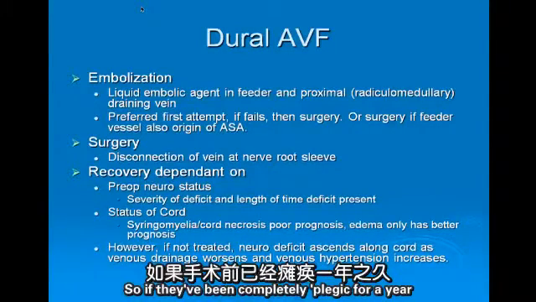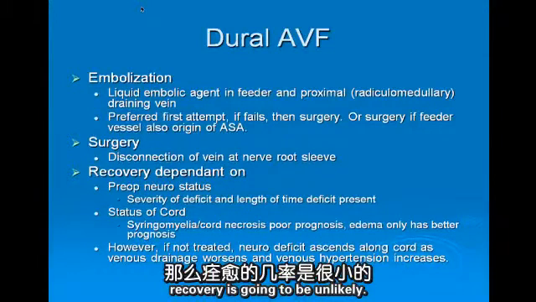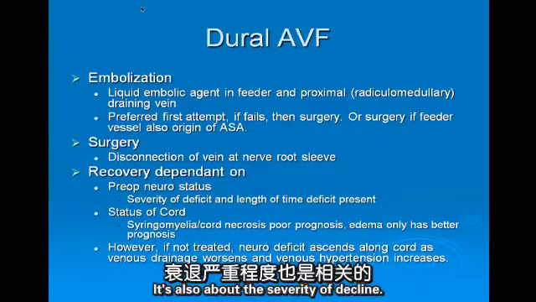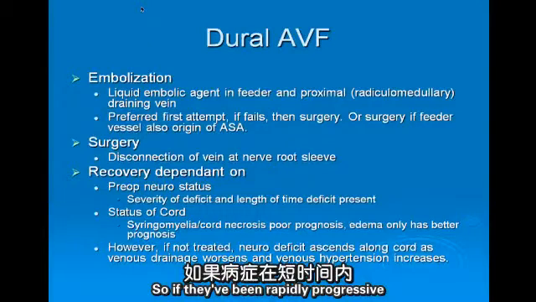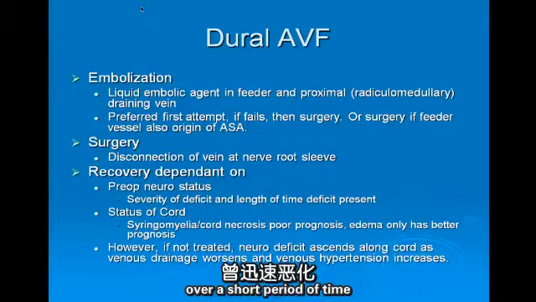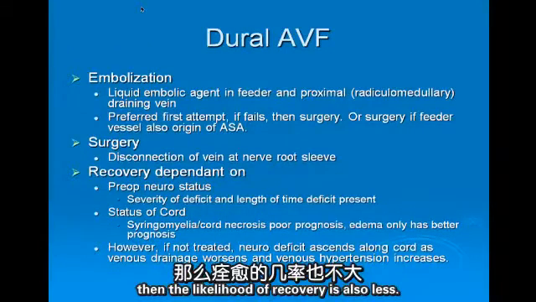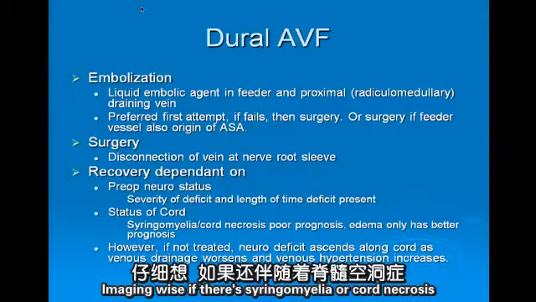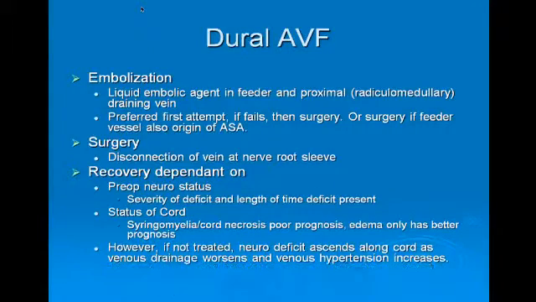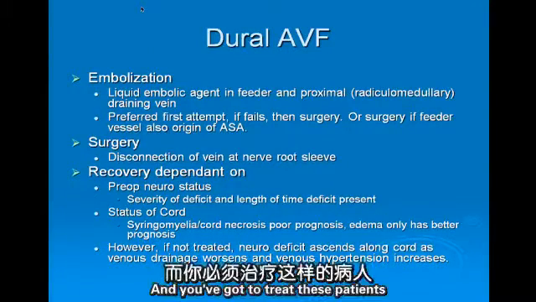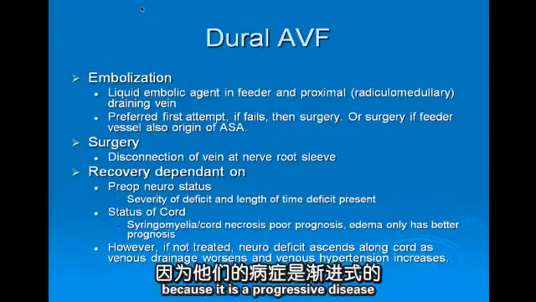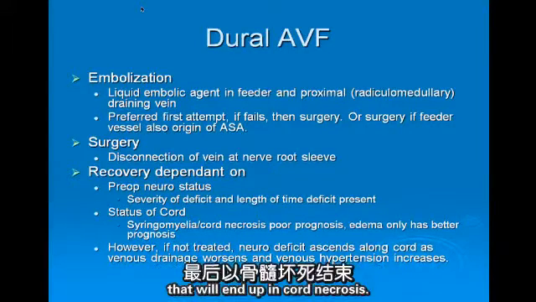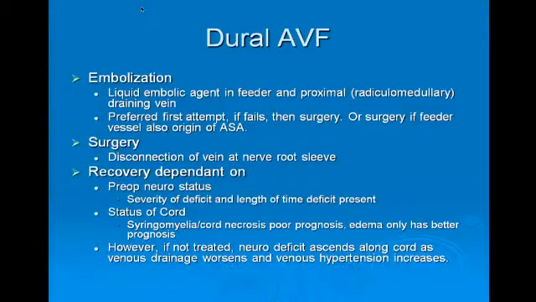So if they've been completely plegic for a year, recovery is going to be unlikely. It's also about the severity of decline. So if they've been rapidly progressive over a short period of time, then the likelihood of recovery is also less. Imaging-wise, if there's syringomyelia or cord necrosis, then obviously poor prognosis. Edema only has a better prognosis. And you've got to treat these patients because it is a progressive disease that will end up in cord necrosis.